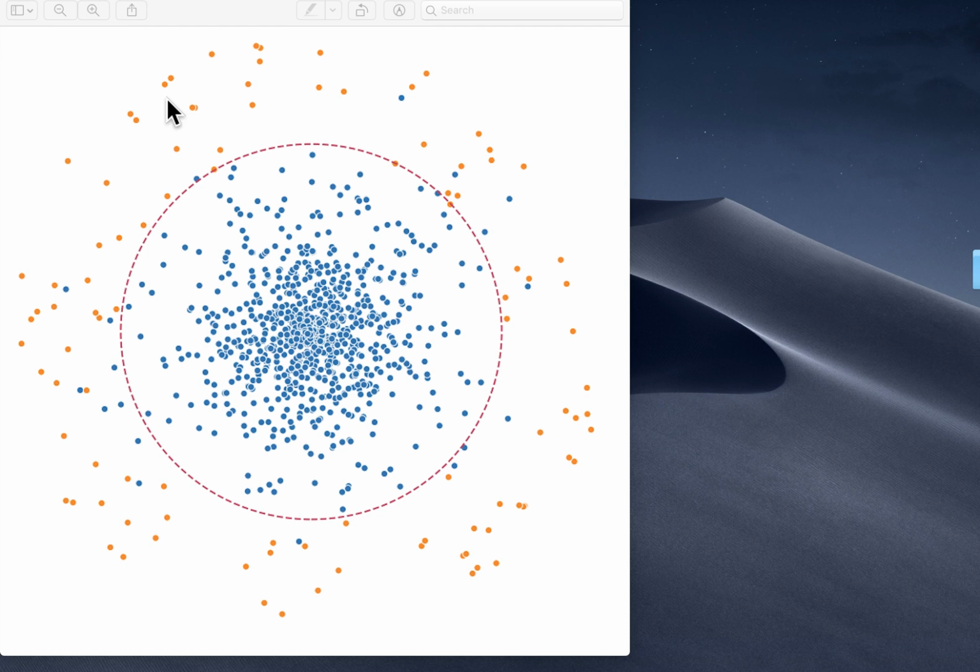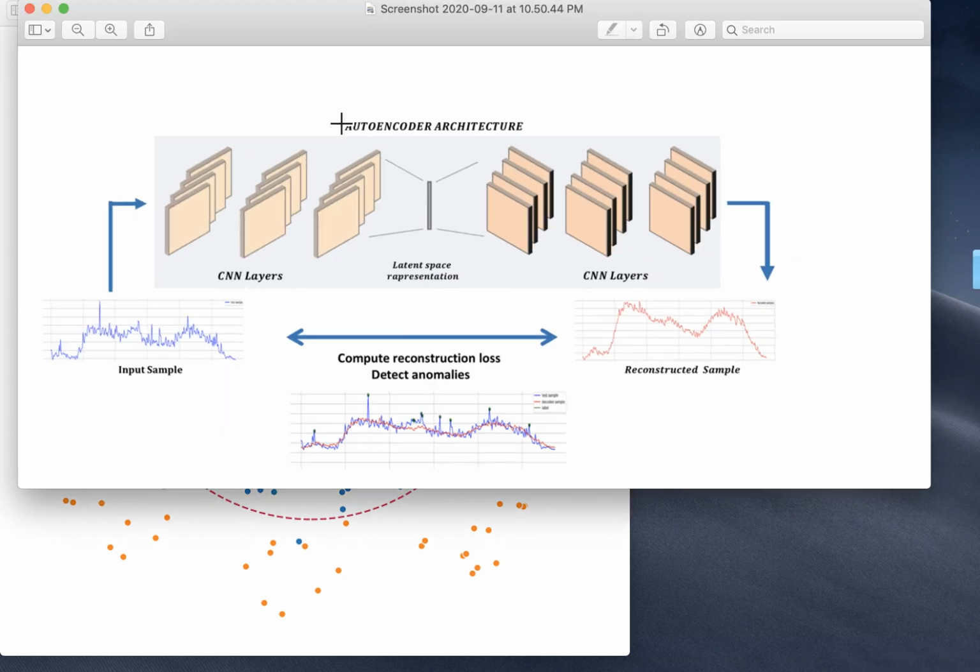And something known as autoencoders are a very powerful way of detecting anomalies and even identifying the variables that contribute to something being an anomaly. So I'm just going to briefly introduce you to autoencoders. Now this is the autoencoder architecture.